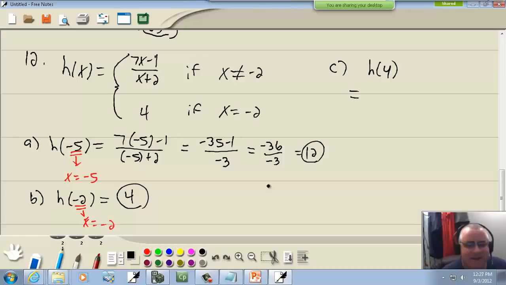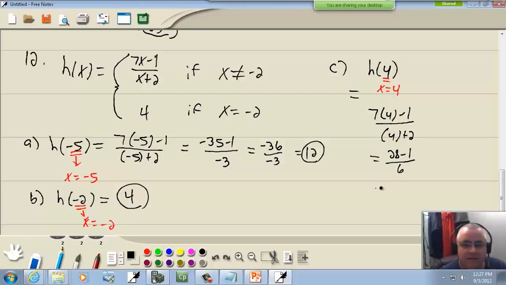Okay, h of 4. Again, our x value is what's inside of parentheses, which is 4. So I'll come over here, compare it against my conditions. Is 4 not equal to negative 2, or is 4 equal to negative 2? Well, it's not equal to negative 2, so we're going to plug it in our first piece. So I got 7 times 4 minus 1 over 4 plus 2. That gives us 28 minus 1 over 6. Gives us 27 over 6. And this reduces. Top and bottom both divisible by 3. So that gives us 9 over 2. So 9 halves is our answer.